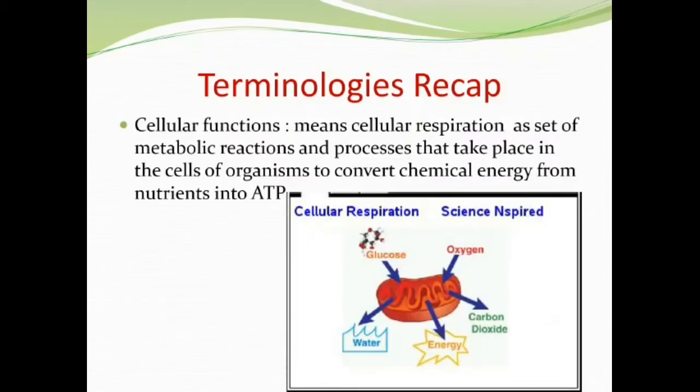The next term is cellular functions. Now, what is cellular function? It actually means cellular respiration, which is a set of metabolic reactions and processes that take place in the cells of organisms to convert chemical energy from nutrients into ATP. As you can see, cellular respiration takes place in mitochondria, and this is how our cells get energy to do different functions.